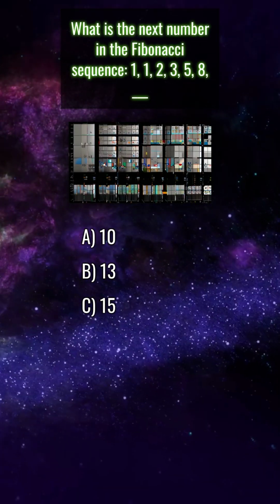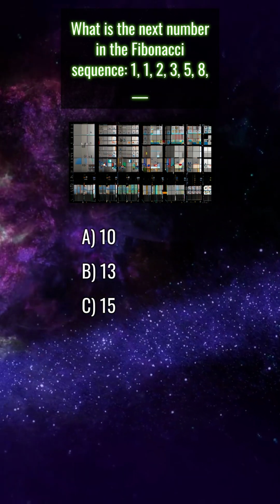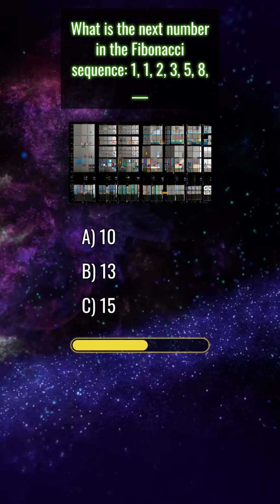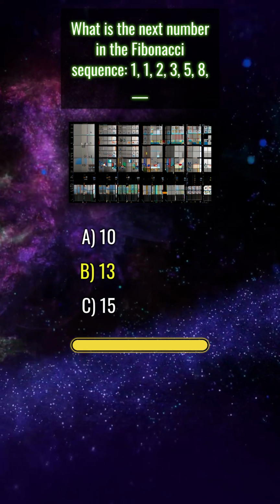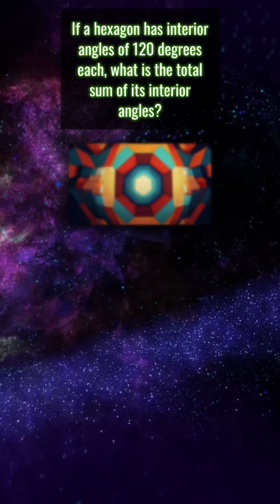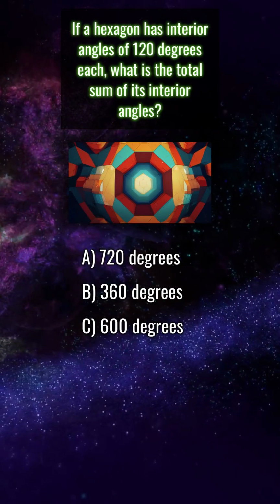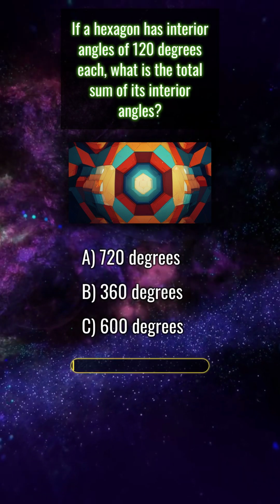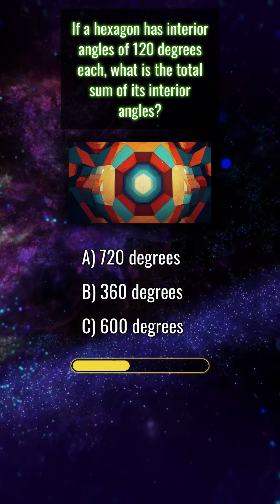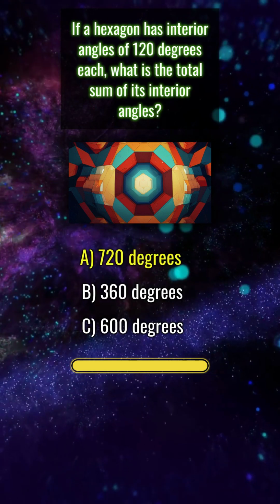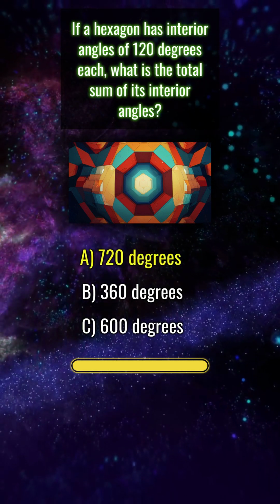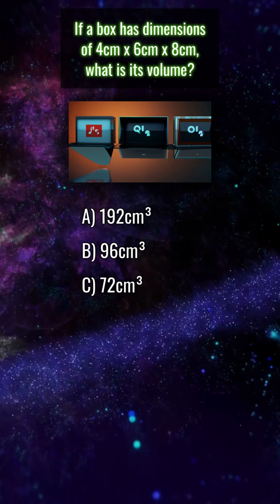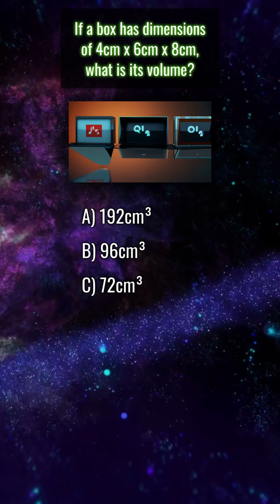1, 1, 2, 3, 5, 8, blank. B. 13. If a hexagon has interior angles of 120 degrees each, what is the total sum of its interior angles? A. 720 degrees. If a box has dimensions of 4 centimeters by 6 centimeters by 8 centimeters, what is its volume?